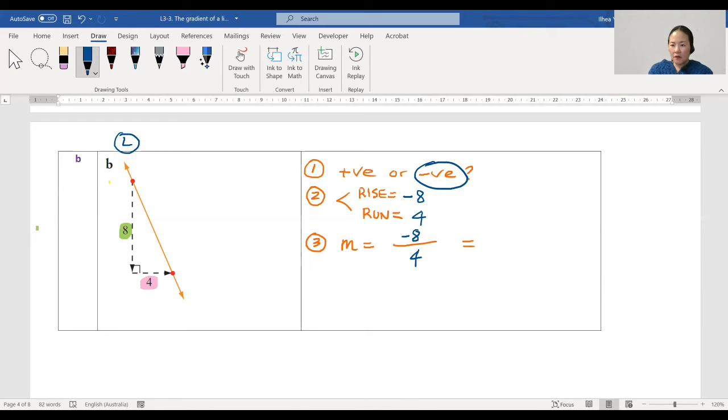Okay, we need to simplify this. Minus, what's half of 8? 4. Half of 4 is 2, and I can still simplify this further. I'm going to halve this again. What's half of 4? 2. Half of 2 is 1, and you know that we do not write 1 on the bottom as a denominator. So my gradient, little m, equals minus 2. It's okay to have a 1 on the top as a numerator, but not for the denominator.